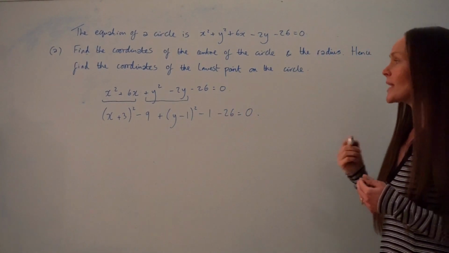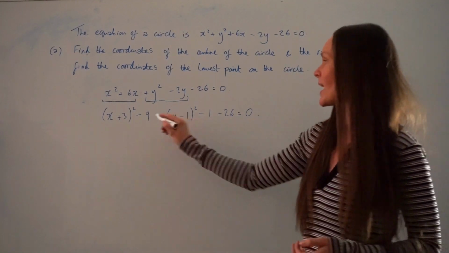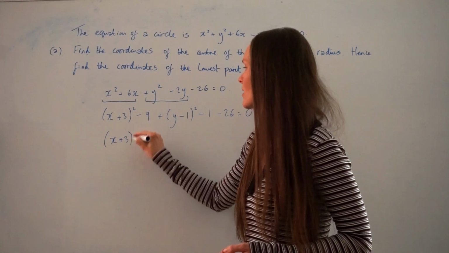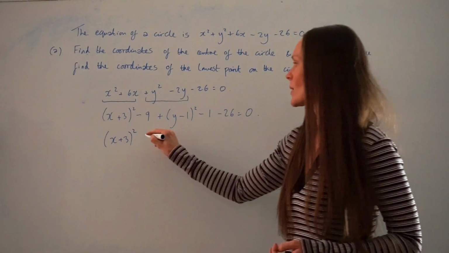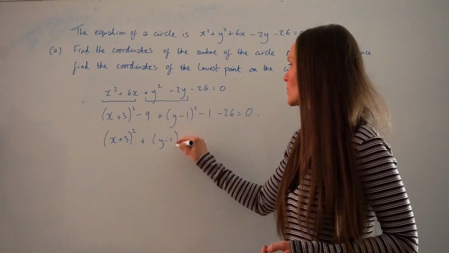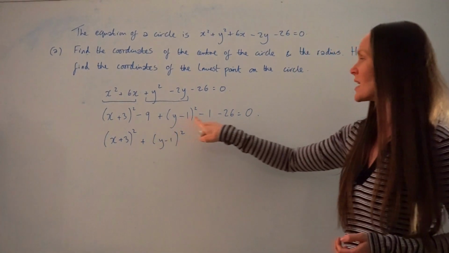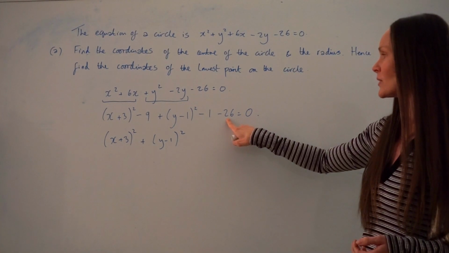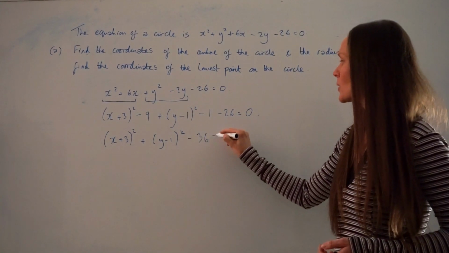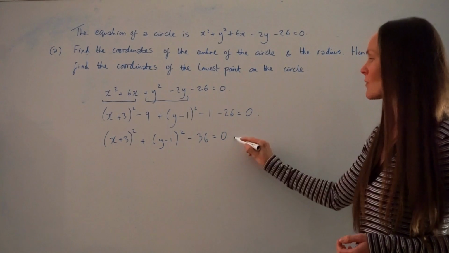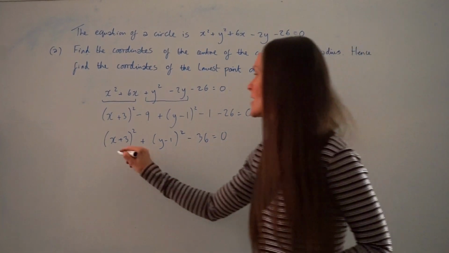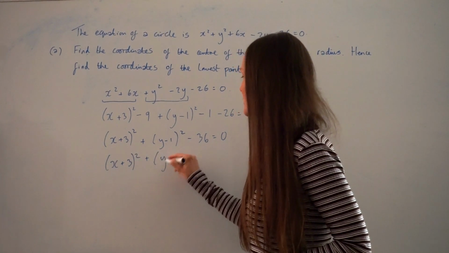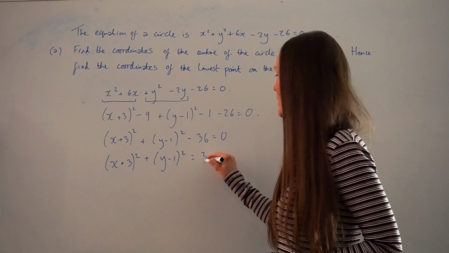Okay, so now I'm just going to simplify this. I'm going to add these numbers here together. So I'm going to leave the square brackets as they are at the beginning. So (x + 3) all squared plus (y − 1) all squared. Now negative 9, take away 1 is negative 10, and if you take away 26, you have negative 36. And then I'm going to move that 36 over to the right-hand side, so it's going to change to a positive. So the equation of our circle is written like this in its completed square form.